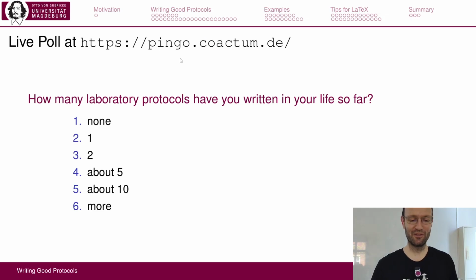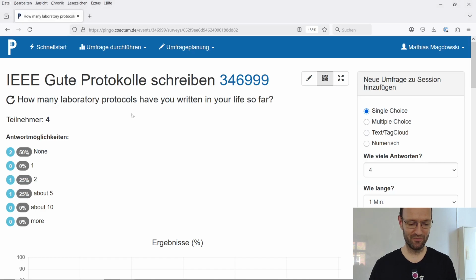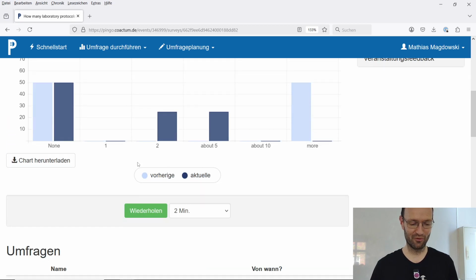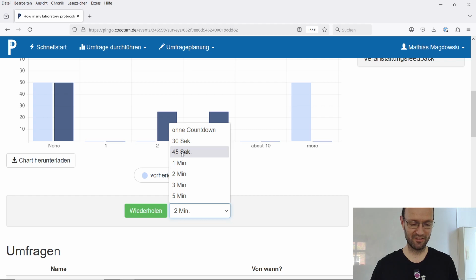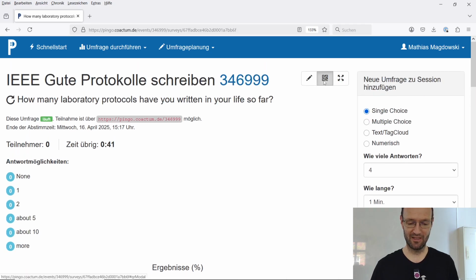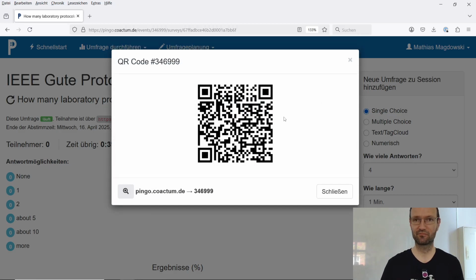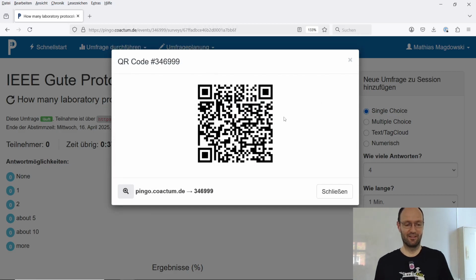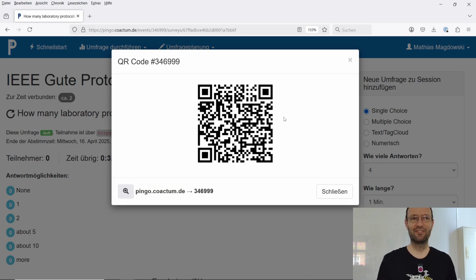So I would appreciate if you can go to this website. I think there will be also a QR code in a second, and answer this question: how many protocols have you written so far in your life? We also see the results from previous workshops like this, and I think probably 45 seconds should be enough to answer this question. And there is the QR code. So I would be interested in knowing how many protocols you have written so far.